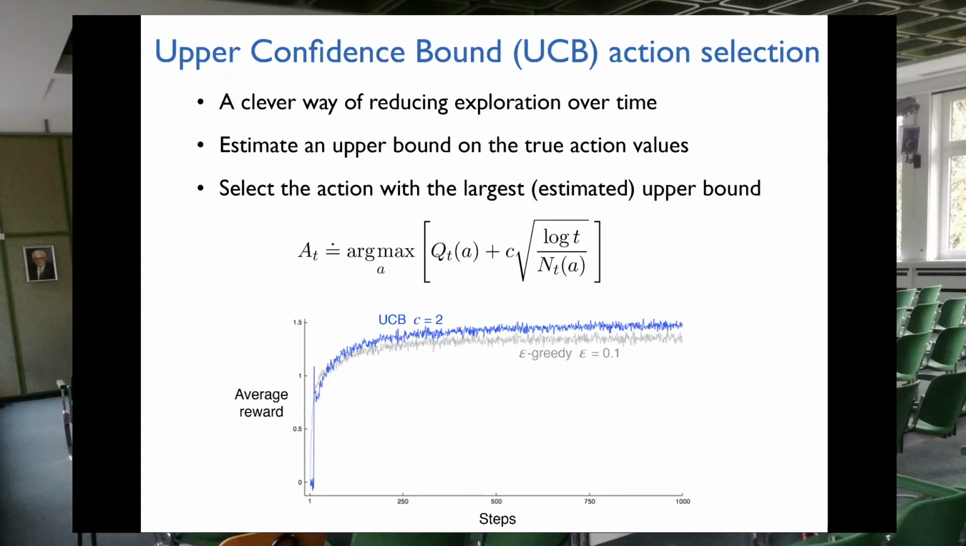Okay, there is a different way to select the greedy action. So far we have selected actions following the epsilon greedy strategy. But as I said before, you can define many ways to select actions. This is another way. This is called upper confidence bound.